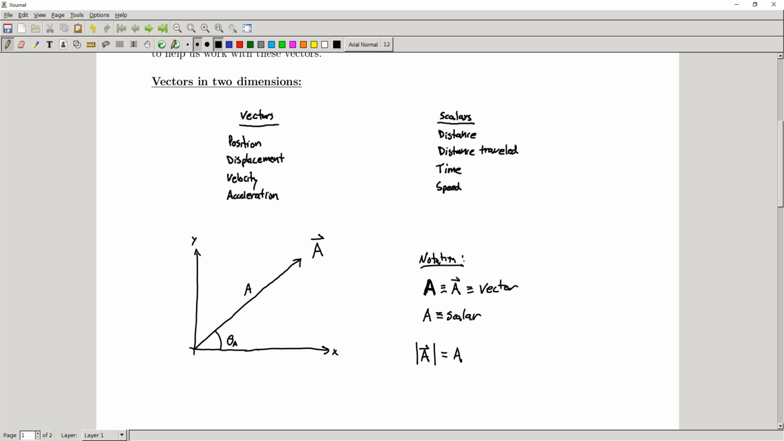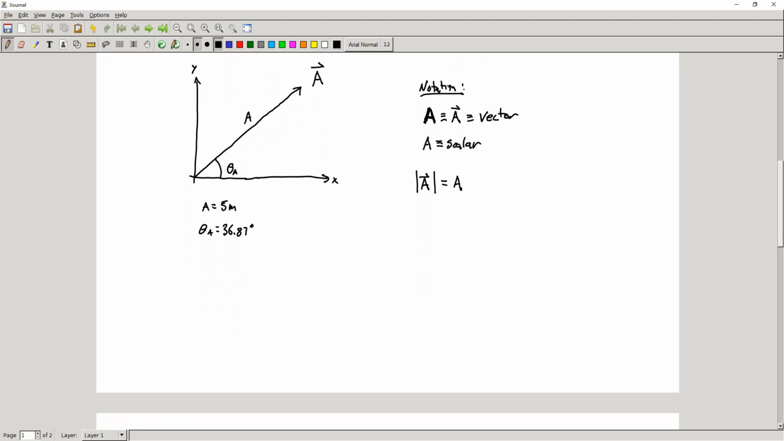So if we put some numbers to this, let's say A is equal to 5 meters. So if I do it this way, that means that A is a position vector. The vector A is a position vector. And if we have our theta A, let's give that a value of, say, 36.87 degrees. Okay.